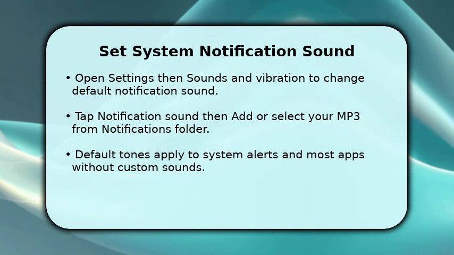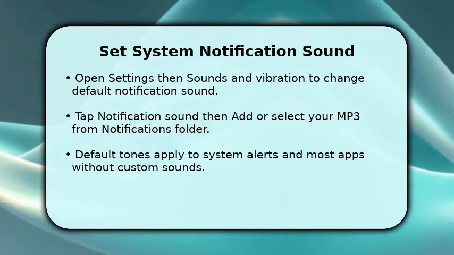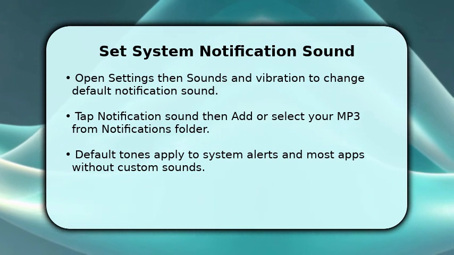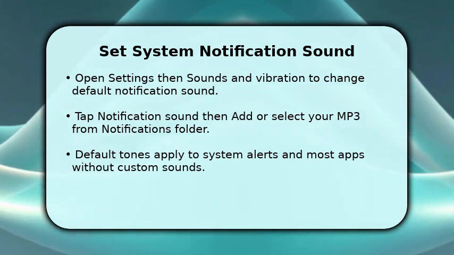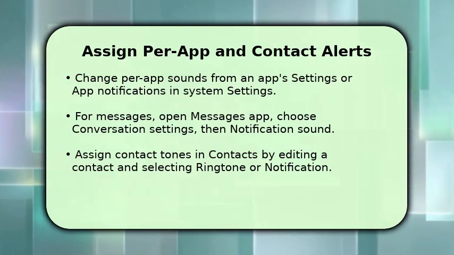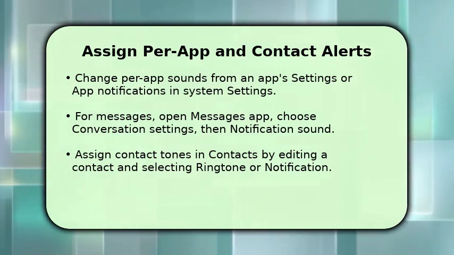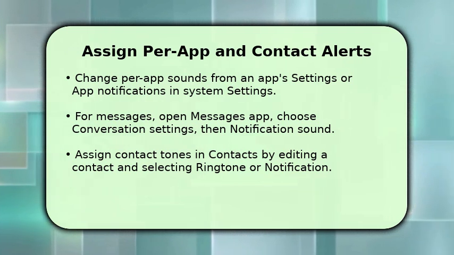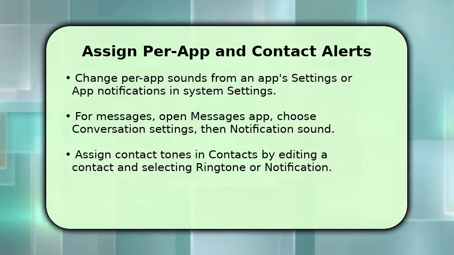This change affects system alerts and most apps that rely on the default notification sound setting. To set an app-specific sound, open the app or system app notifications settings directly. Locate the app, tap Notifications, then choose the relevant notification category and pick Sound.